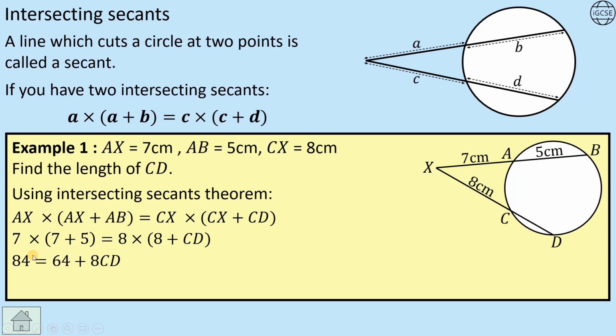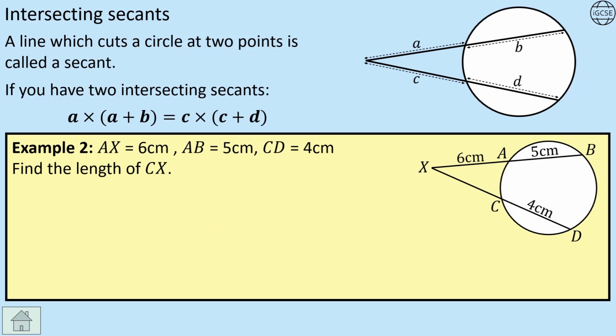So I've got 7 times 12, which is 84, 8 times the 8, which is the 64, and then plus 8CD. And then we're just going to rearrange this, so 84 take away 64 is going to give us 20 equals 8CD. And then from the next bit, we're going to say CD is equal to 20 divided by the 8, which is going to give us 2.5 centimetres. So that's the value of CD. That's quite straightforward. The second example is a little bit more challenging, and you'll see the dimensions have changed.